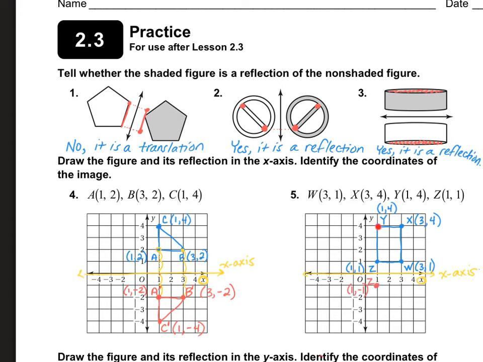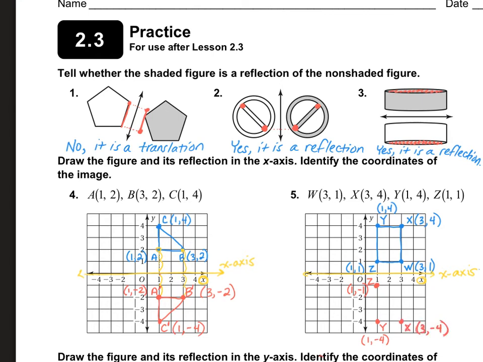Y is here at 1, 4. We need to count to the line of reflection. 1, 2, 3, 4. So that means we're going to go past it 4 units. 1, 2, 3, 4. So the new point of Y is here, which is at 1, comma, -4. Now we'll do X. X is here. So we count to the line of reflection. 1, 2, 3, 4. Go past it the same amount. 1, 2, 3, 4. So X lives here at 3, comma, -4.